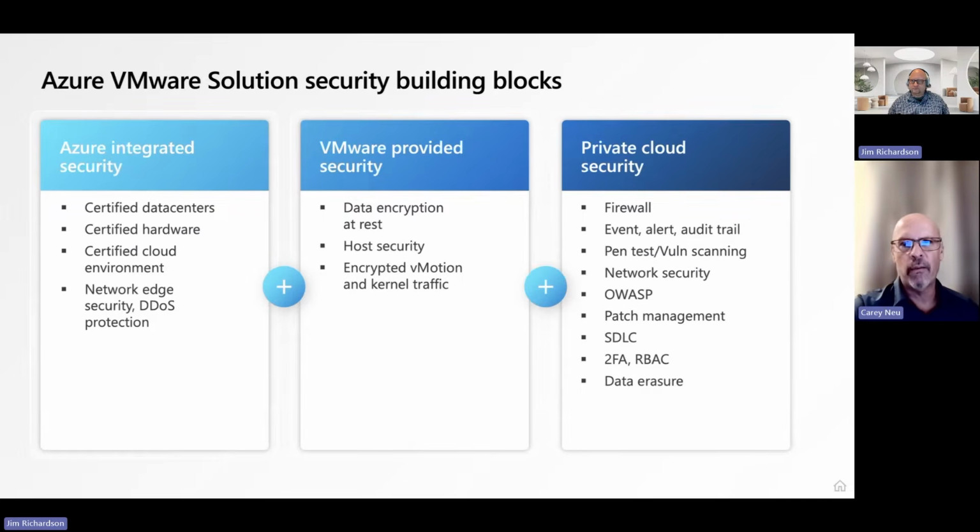And then on the VMware environment, like most of the hypervisors, there's data encryption at rest and in motion, and then encrypted traffic when you're using vMotion to move workloads. And then the last one, the private cloud security, are the things that a company can do on top of what Azure and VMware are already doing, right? Exactly. Okay.